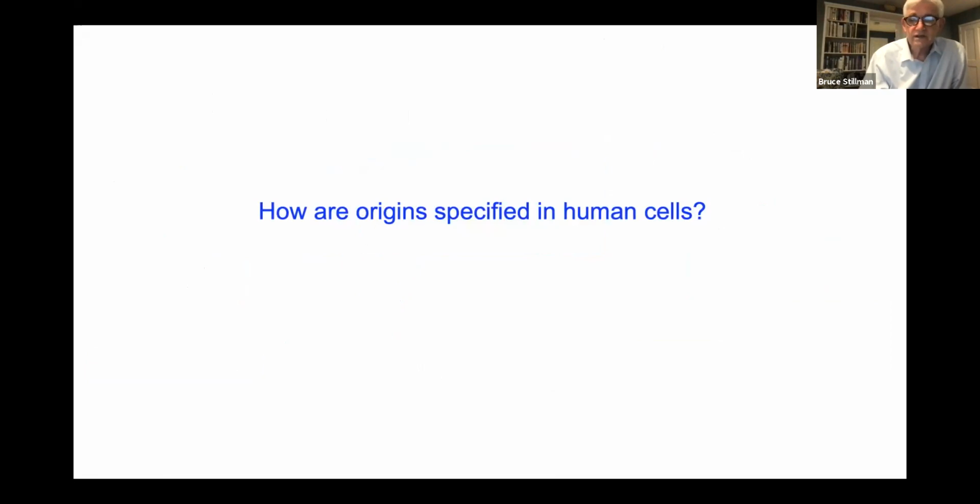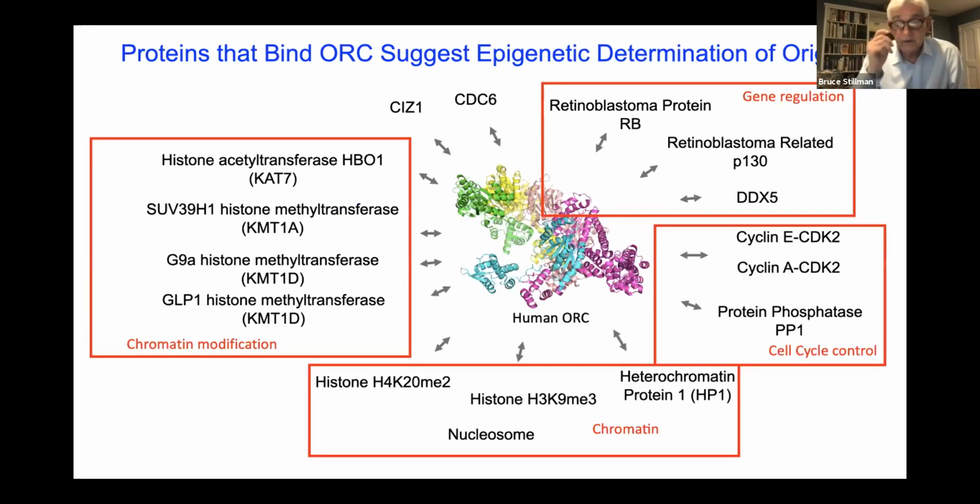And the question, and I'll finish with this, is how are origins specified in human cells? If there are no sequence-specific binding motifs in the human ORC, how are origins specified? There is a lot of literature now, including all of these proteins that we have discovered bind to ORC1 and other ORC subunits, including gene regulatory proteins. We published a paper showing that ORC1 is involved in RB-dependent repression. These two proteins are not published, but we're about to write that up. Cyclin-dependent kinases and protein phosphatase 1 are in the recent Molecular Cell paper.